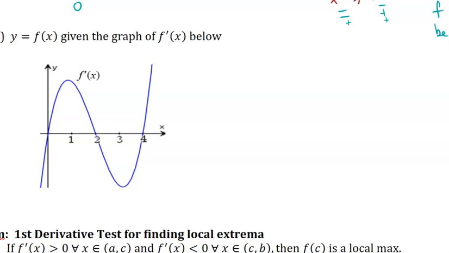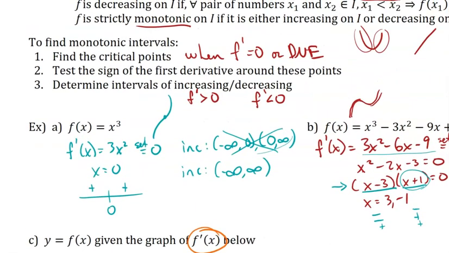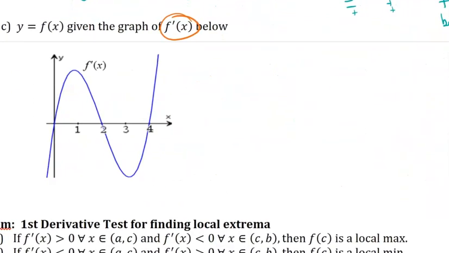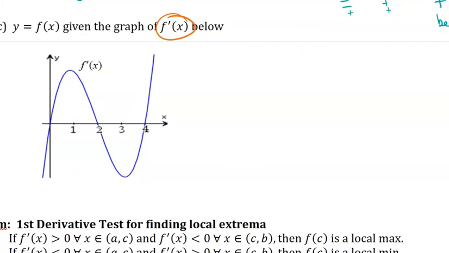Okay, so picking up with one more example for intervals of increasing and decreasing, we're going to look at one given a graph. This is important, of f prime. So again, the question here was to determine the monotonic intervals. So where's the function increasing and decreasing? This is a very common mistake. Hopefully we do not make it on an assessment.